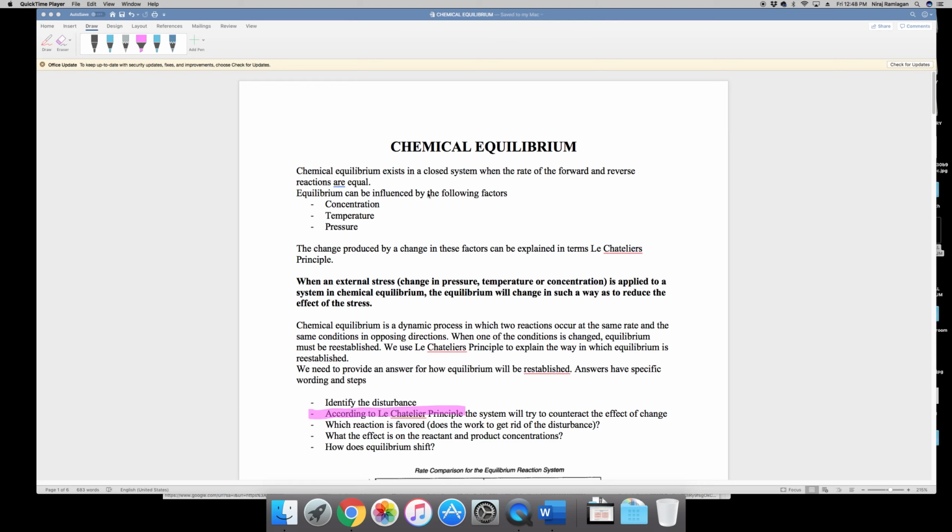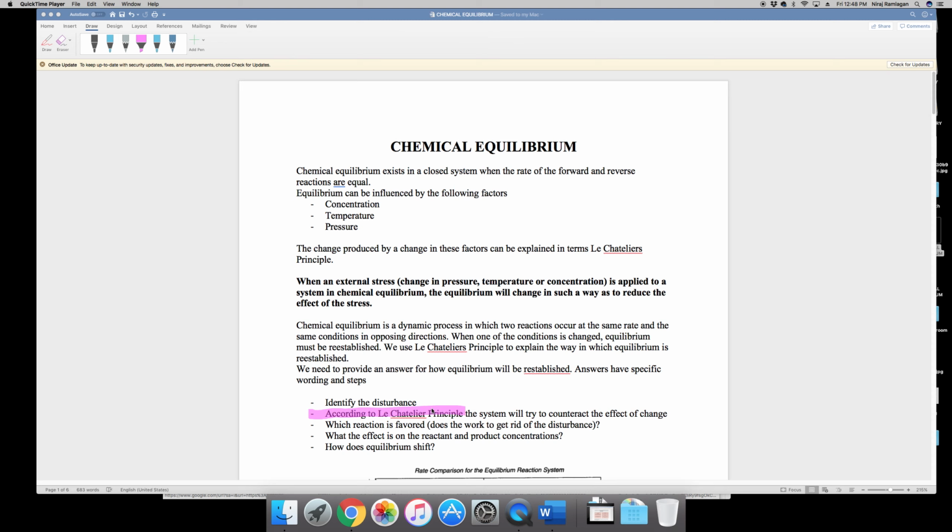Now, in order to explain these changes in equilibrium, we use a principle called Le Chatelier's principle. Le Chatelier's principle helps us to explain what happens in a chemical reaction and, more importantly, what happens to the concentrations of reactants and products when we make a change to a system that is already in equilibrium.